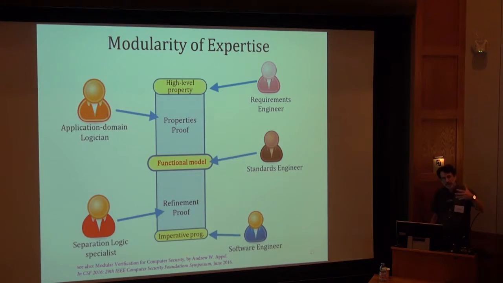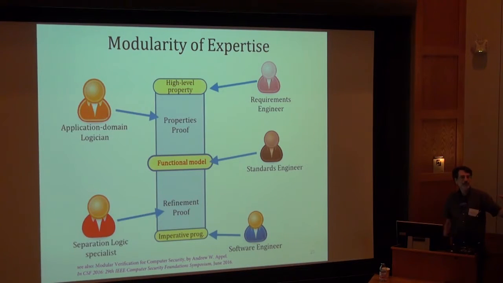So this two-layer method of verifying imperative programs also has the advantage of providing a kind of modularity of expertise. In my experience, in 2 or 3 of the verifications we've done this way, it's typically the case that the person that writes the functional model, perhaps by translating some English language document that describes what the program is supposed to do, is one person. Then the requirements engineer who specifies the high-level property that this software is supposed to provide is someone else. Then the proof that the functional model implements the high-level property is done in the mathematics of your application domain. And so the application domain logician is the expert on that particular mathematics.